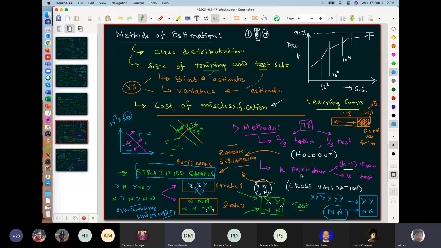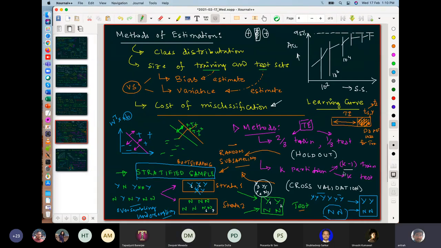Let's say you are partitioning the same 9 data points into 3 partitions. So 1, 2, 3 is the first partition, 4, 5, 6 is the second partition, 7, 8, 9 is the third partition. I will not change the data inside partitions, whereas in holdout, I was changing it, right?